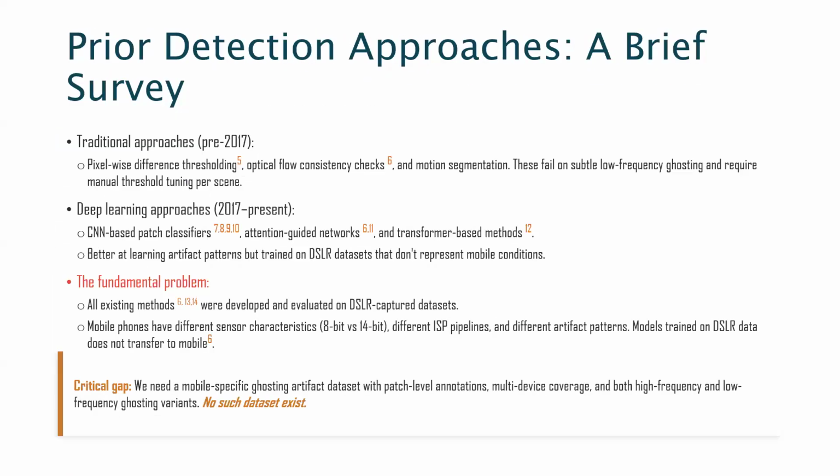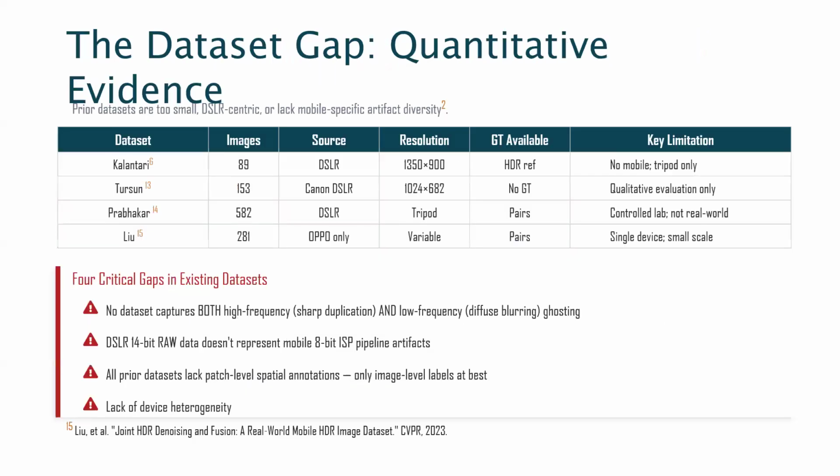That has patch level annotation and multi-device diversity, in which we can use multiple devices to generate it. It will provide something in which we can work on high frequency as well as low frequency artifacts. And no such dataset has been designed or developed.